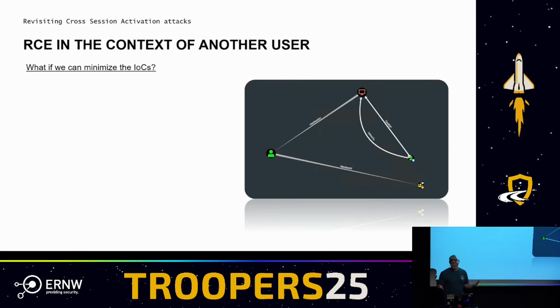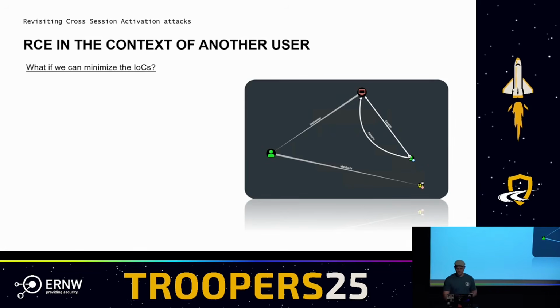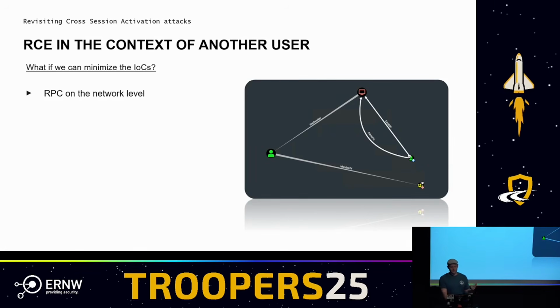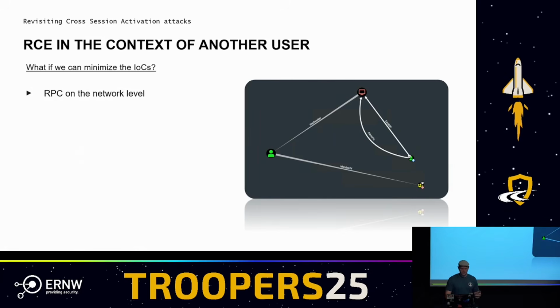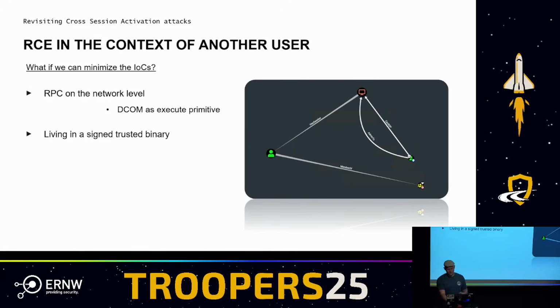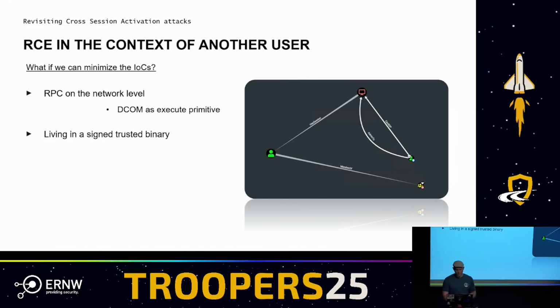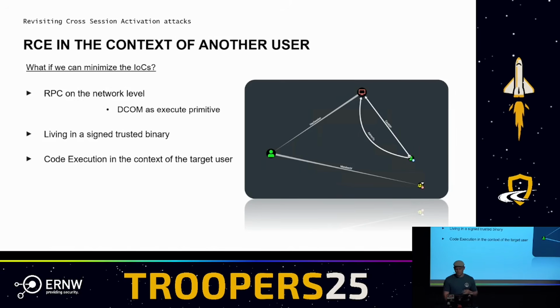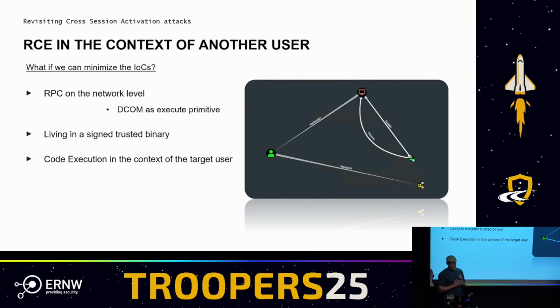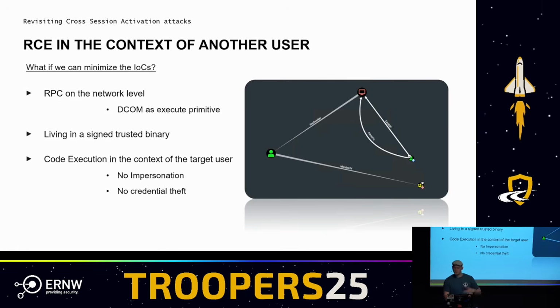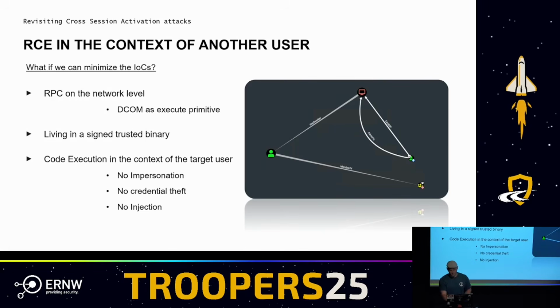So the idea was, what if we minimize the IOCs here? What if we just go for one RPC connection on the network level in the very end to trigger something via DCOM? What if we can live in a trusted and signed binary, because this is being spawned by our DCOM class? What if we can execute code directly in the context of a logged on user? Instead of impersonating, instead of stealing credentials, instead of injecting. So this was, in the very end, my goal. This was what I wanted to achieve at this point.